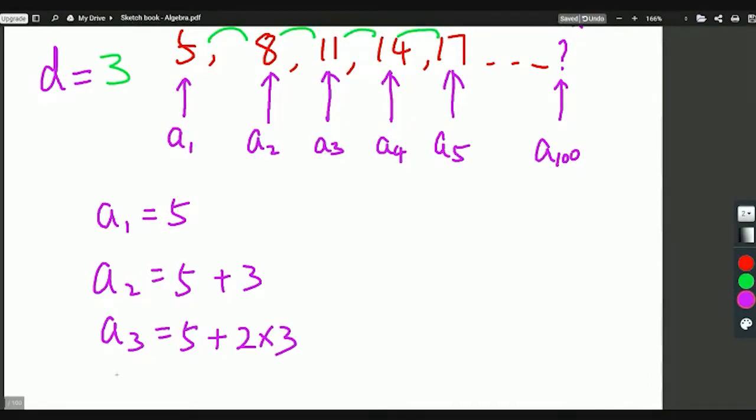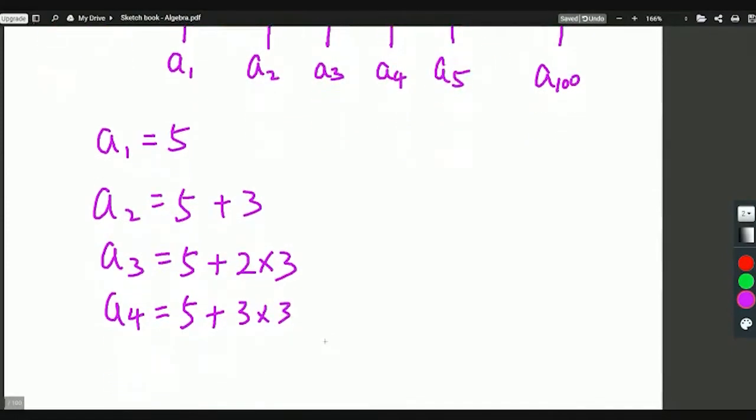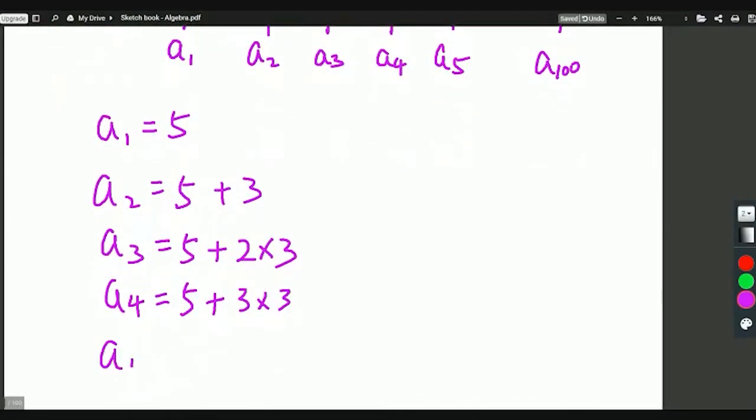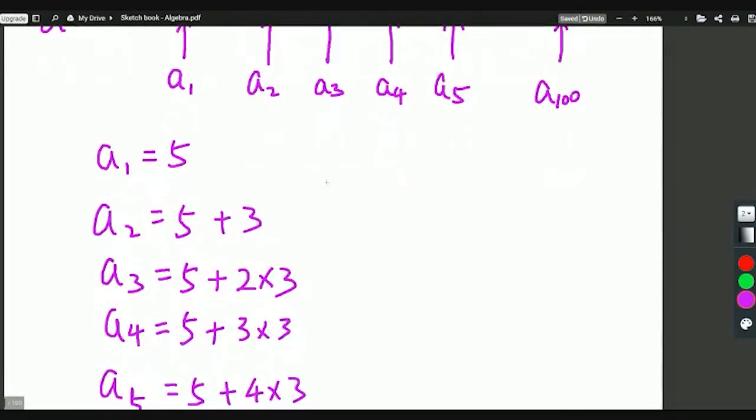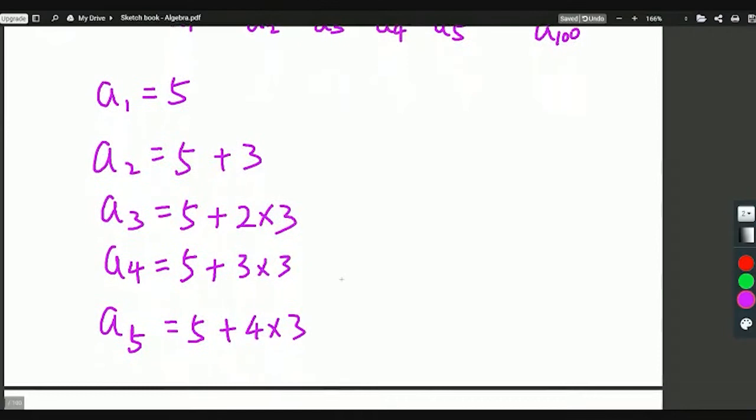And A4, it's 14, but I'm going to say this is 5 plus 3 times 3. And our A5, the fifth term, I say this is gonna be 5 plus 4 times 3, right? Because the result is just, the first term is 5, second is 8, third is 11, fourth is 14, and fifth is 17. So I'm writing it this way.